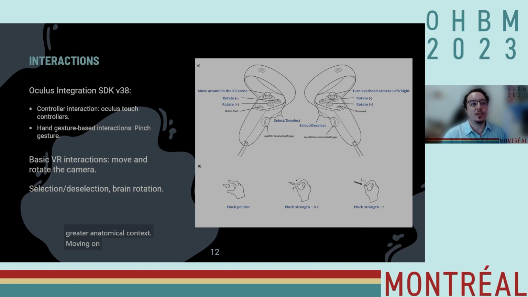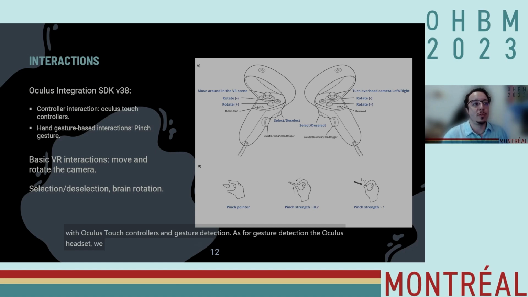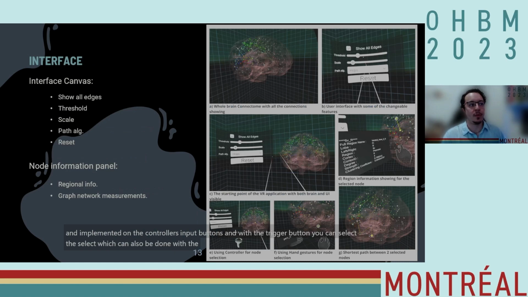Moving on to the interactions, we used the Oculus Integration SDK to have better integration with Oculus Touch controllers and gesture detection. As for gesture detection on the Oculus headset, we decided to implement the pinch gesture for now. As you see in the illustration here, we have the base move and camera rotation interactions implemented on the controller's input buttons. And with the trigger button, you can select and deselect, which can also be done with the pinch gesture.